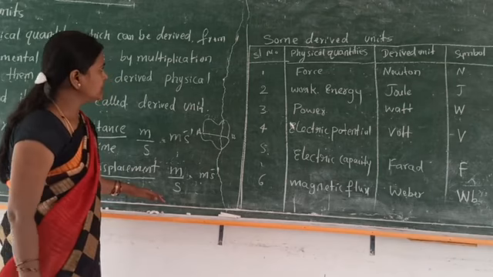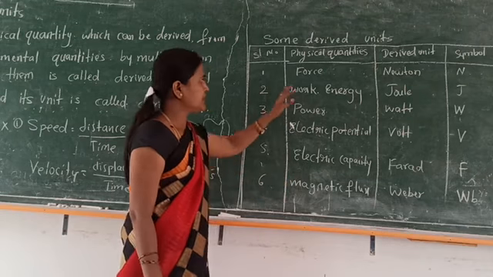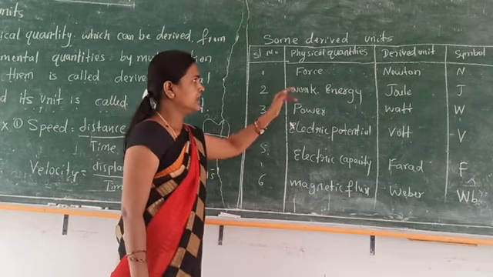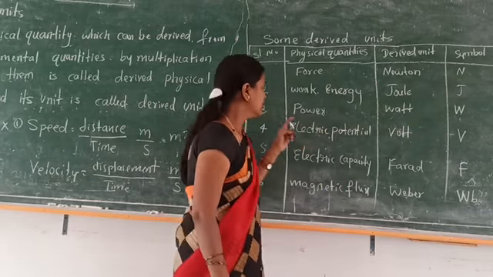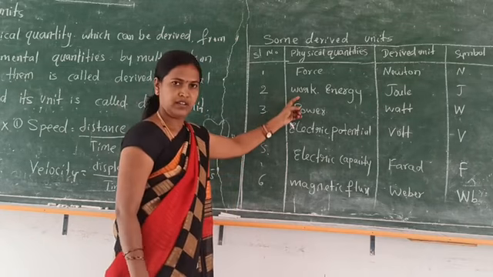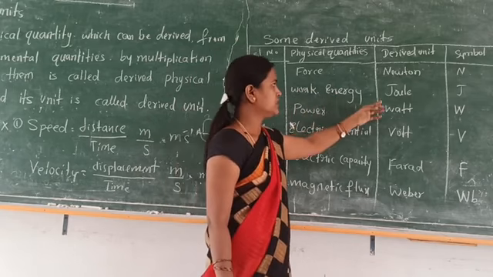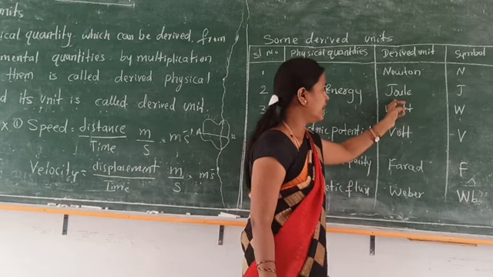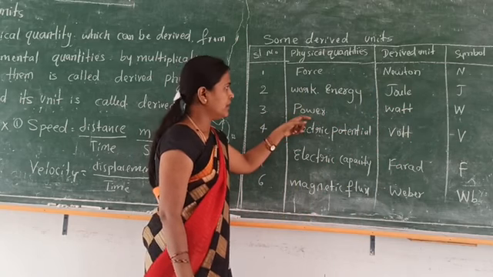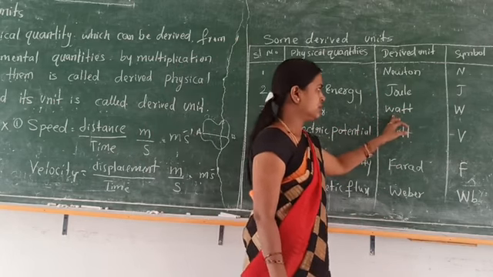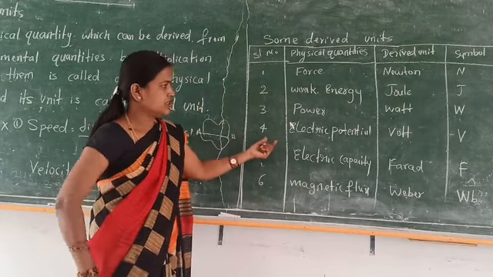After that, some of the derived units are listed here. First one is force. The derived unit is Newton and the symbol is capital N. The next one is work and energy. Work and energy are two physical quantities. Its unit is joule and the symbol is capital J. Next one is power. The unit is watt. The symbol is W. Fourth one, electric potential.